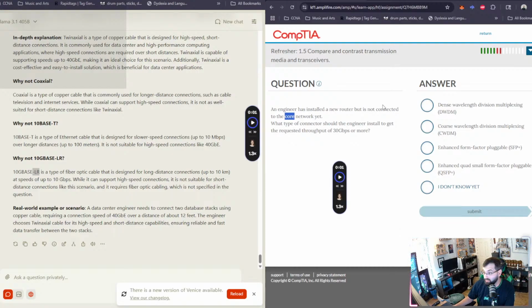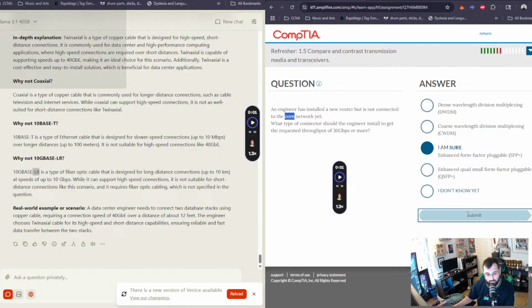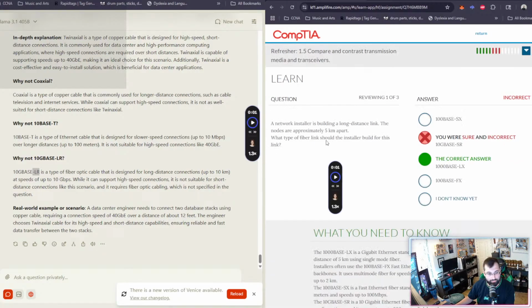Man, that sunlight is fierce. We're gonna go with it. Okay, we'll come back and learn.